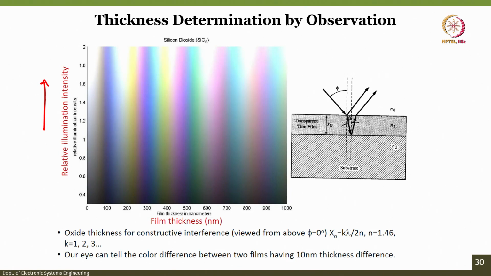Again, if you are working for many years in a fab and you are working on silicon dioxide exclusively, you can see how the intensity, the relative illumination intensity, changes with respect to the thickness of the film. So, from 0 to 1000, that means from 0 to 1 micrometer, 1000 nanometer is 1 micrometer, you can see the change in the way the silicon dioxide will look. I will show it to you in one of the lectures how silicon dioxide looks and compare with silicon, so that you understand how the wafer looks when there is a silicon dioxide.